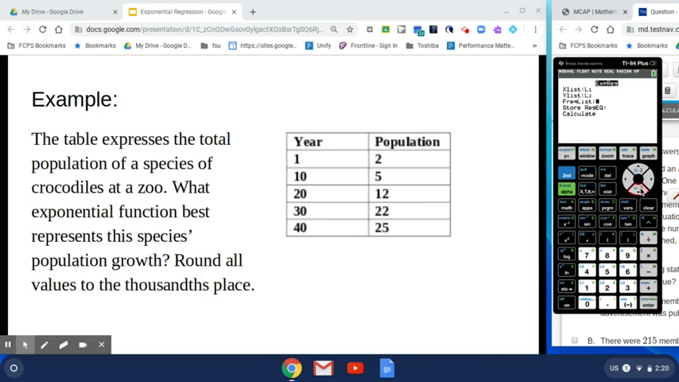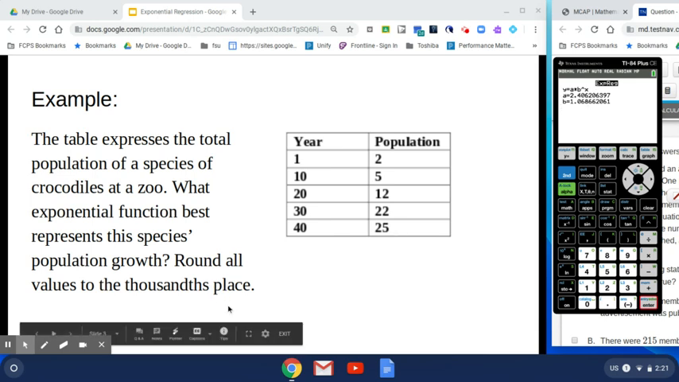We have list 1 as our X values, list 2 as our Y values. And if you want to store the regression equation in your Y equals screen, you go to Vars, over to Y Vars, enter on Function, and enter on Y1. You don't have to do that, but it is nice to be able to graph the function on top of the points. And let's go ahead and calculate. Okay, so the calculator is going to give us the A value and the B value.